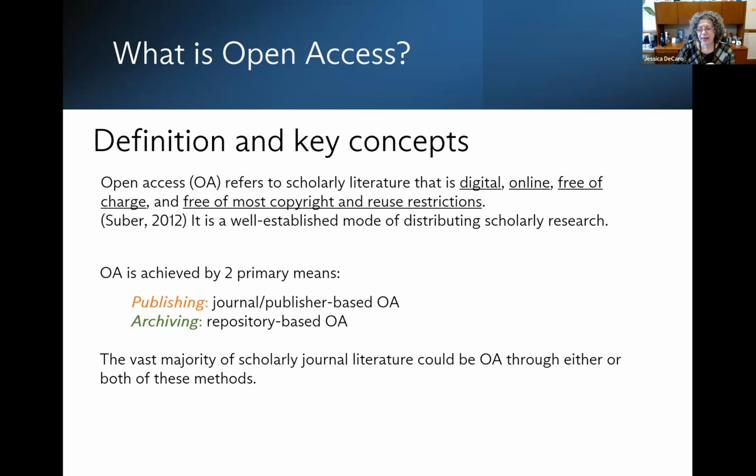As an aside, OA is completely different from public access. This is open access. Public access is a requirement based off of federal funding. Open access is a choice. And so again, OA is achieved by two primary means: through publishing in an OA journal or archiving via a repository.